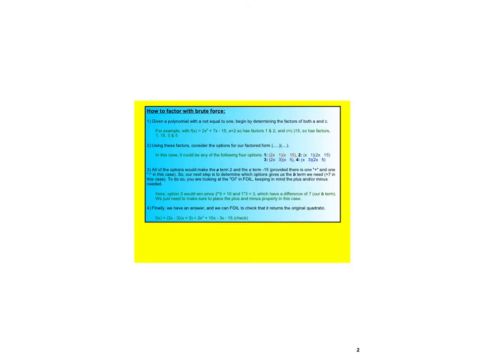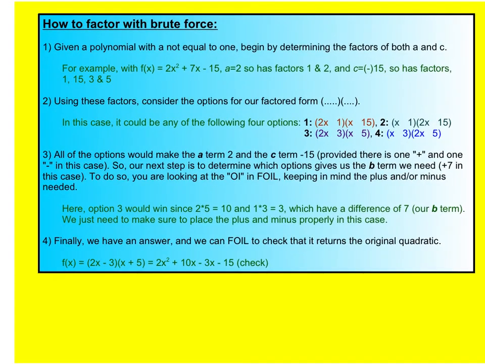So jumping in here, we have a polynomial with an a value that is not equal to 1 right here: 2x squared plus 7x minus 15. We're going to begin by determining the factors of both a and c. So not multiplying in this case like we did last time, but what we have here is the factors of a would just be 1 and 2. The factors of c, c is again a negative 15 here, so we'd have 1, 15, 3, and 5.